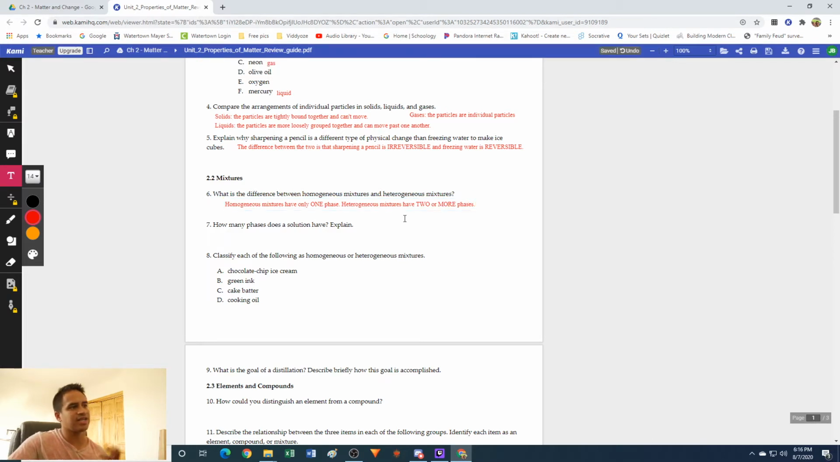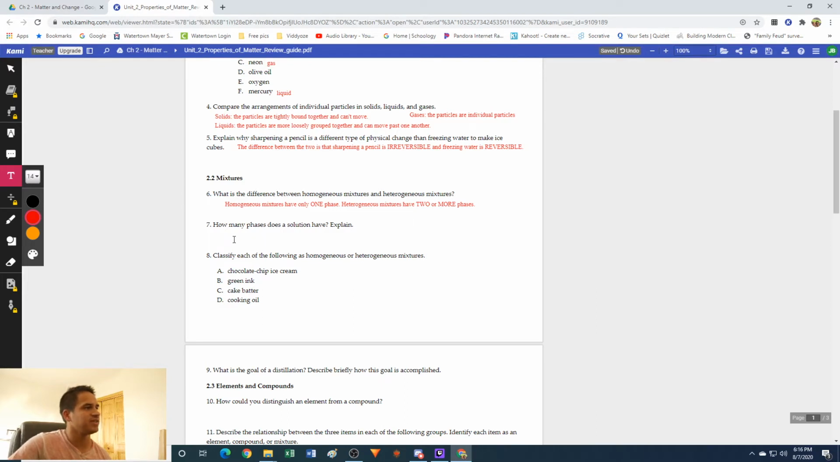Okay. And you'll notice that I capitalize words on purpose just to make sure that those are the words that really distinguish what we're talking about, right? So one of them has one phase. We really want to make sure people understand one phase. The other one has 2 or more phases.